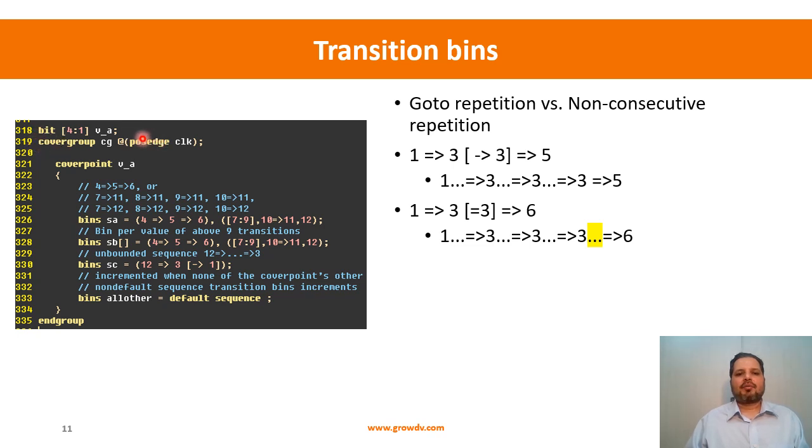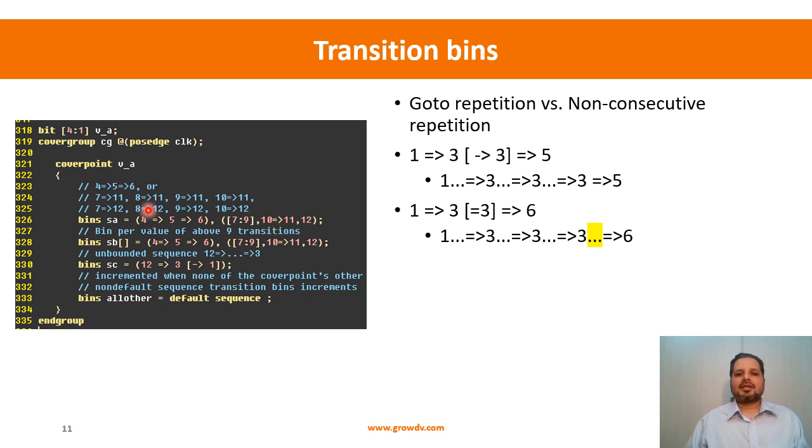So we have a 4-bit variable VA over here. We have defined a CG with implicit sampling. We have defined a coverpoint sampling the same variable VA, and then I'm defining bin SA. The first one is a single simple transition bin, but for the second one I am using the range transition. I am also defining the range with the square bracket way of specifying. Then I'm saying 7 to 9, 10 transitioning to 11, 12.